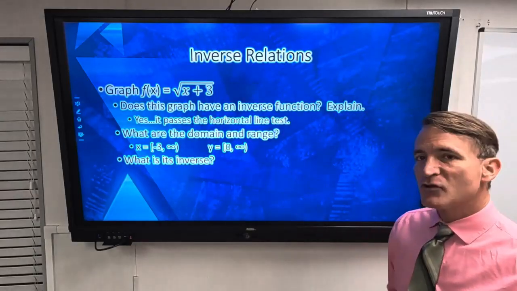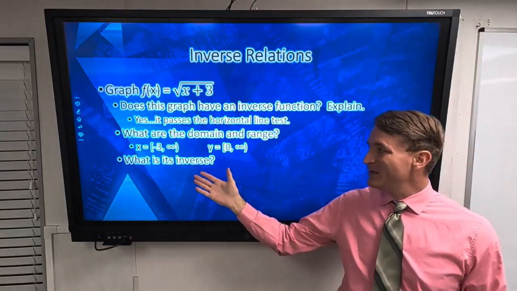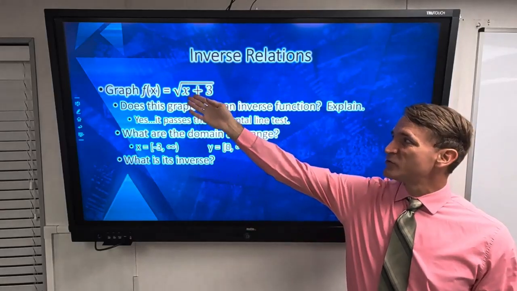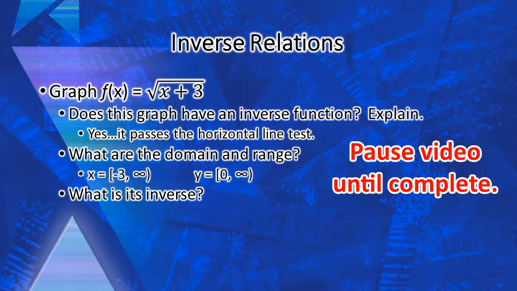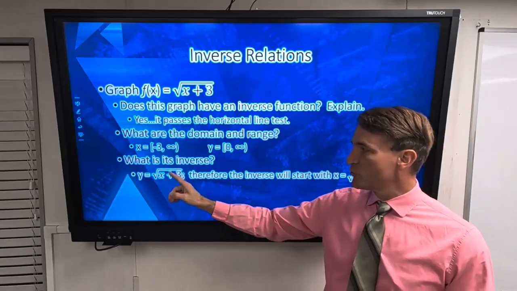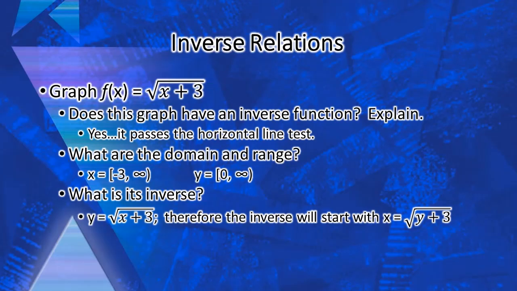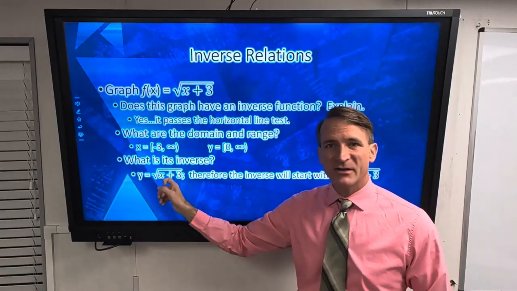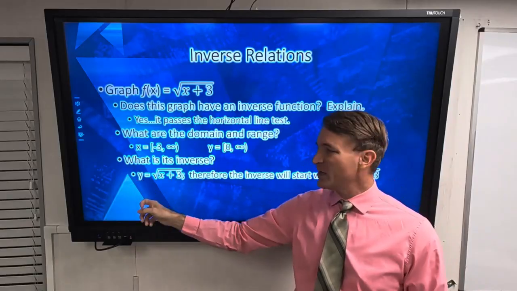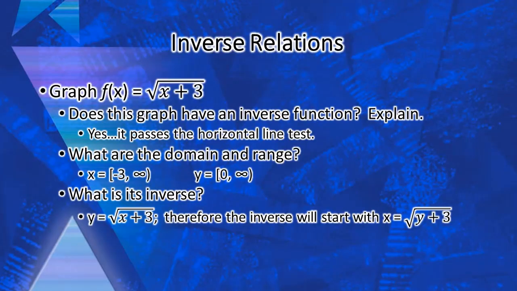Now, the next question is, what is the inverse? So I would like you to find the inverse function of the square root of x plus 3. If you recall, when we need to find the inverse, we're going to switch our x's and our y's. So instead of making an f of x, I made it y is equal to the square root of x plus 3. And now I need to switch out my x's and my y's. So my y becomes an x, all my x's become y's, and that gives me x is equal to the square root of y plus 3.